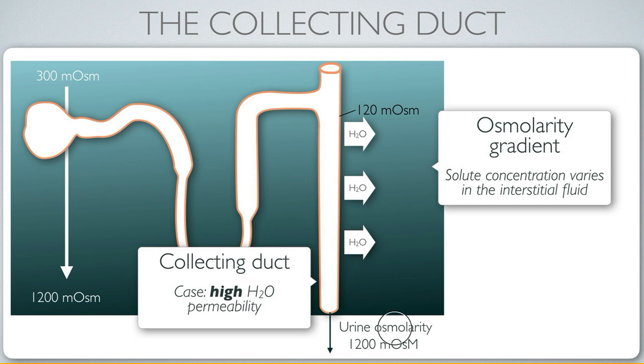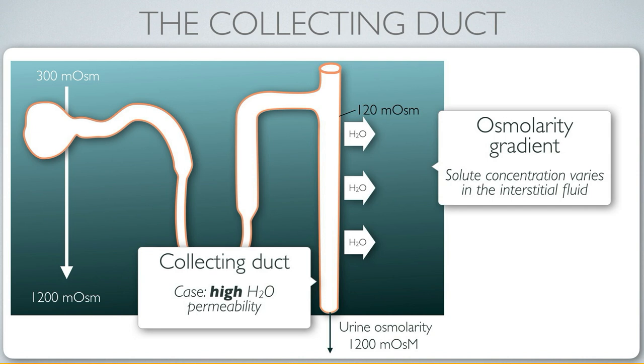Ultimately, the osmolarity of the urine matches that high osmolarity of the interstitial fluid, because water will continue to be drawn from the filtrate until it matches the interstitial fluid. Once it matches it, then water no longer will continue to move. And this is how a high osmolarity, that is really concentrated dark urine, is generated.